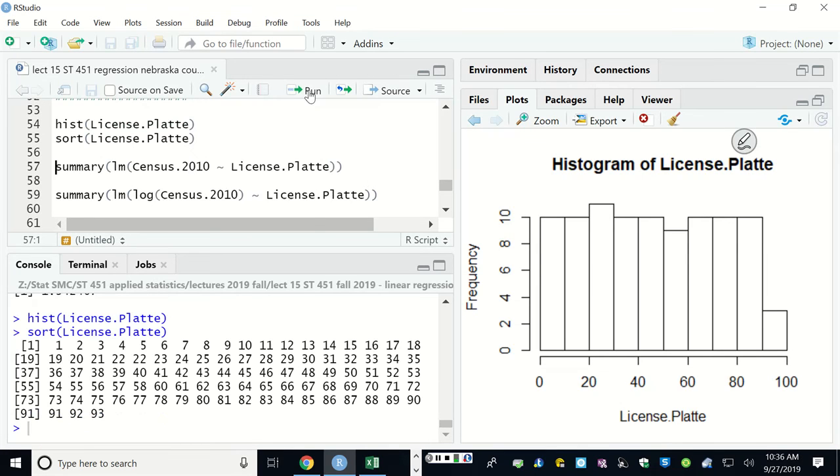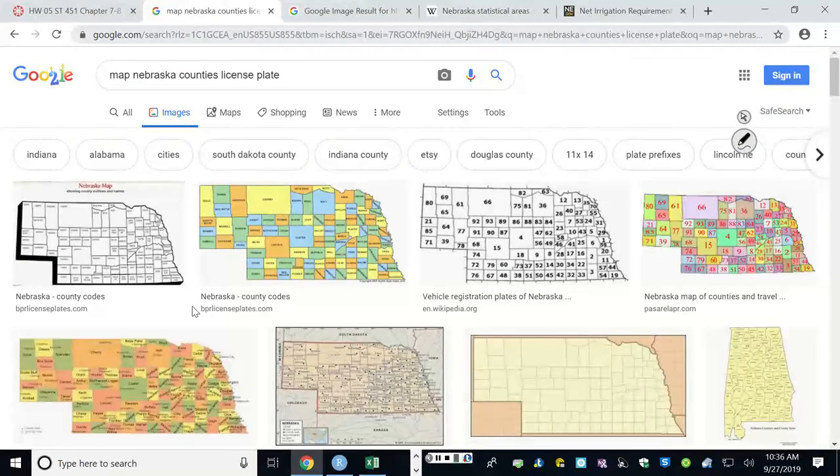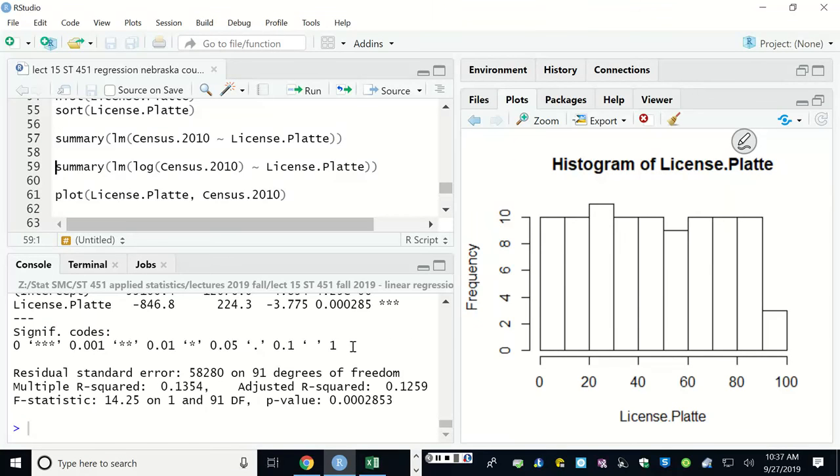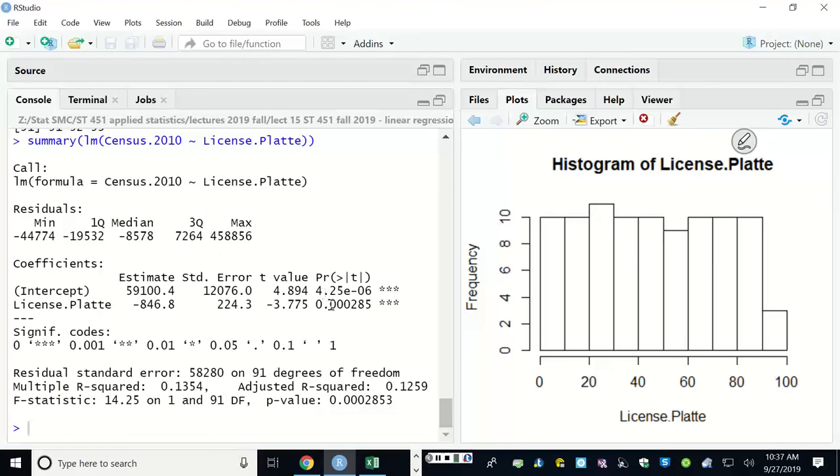If you sort that thing, 93, in maps in Nebraska, the Platte River goes from here right across. It's kind of funny that they called it Platte there. I don't know if they're called license plats or plates or whatever. But since it's there, why don't we regress that census on that license plate number? Here's the regression of that. Look at this. It's a significant relationship. That license plate seems to predict the population size. Why would that? And that was just the pure census.